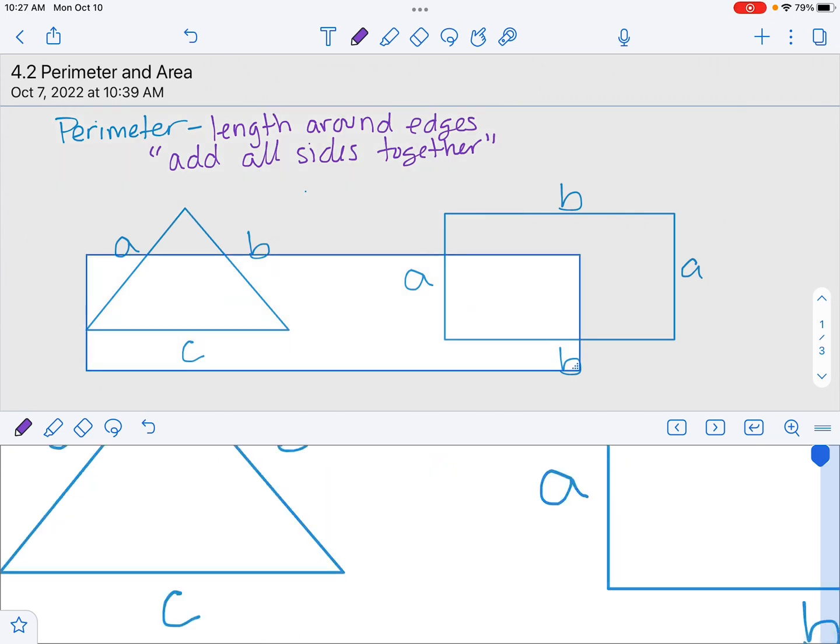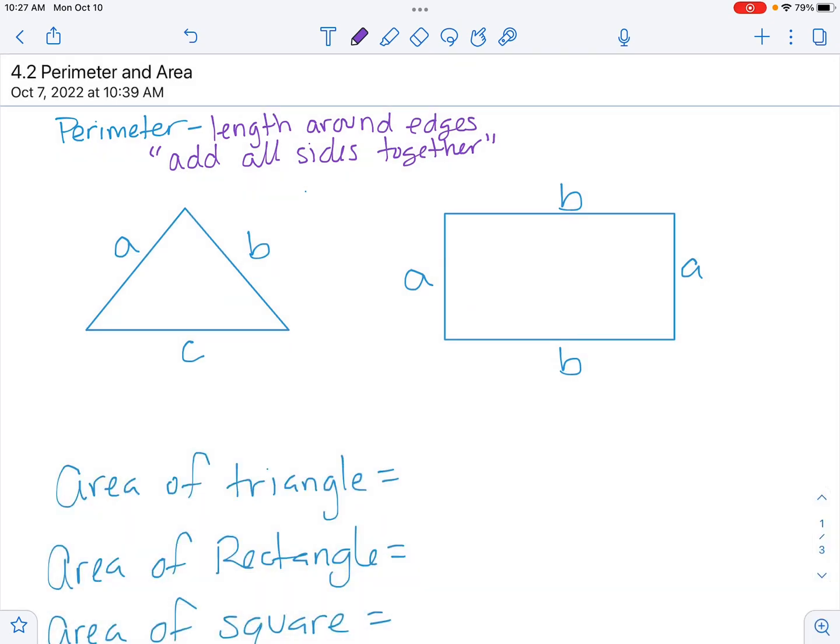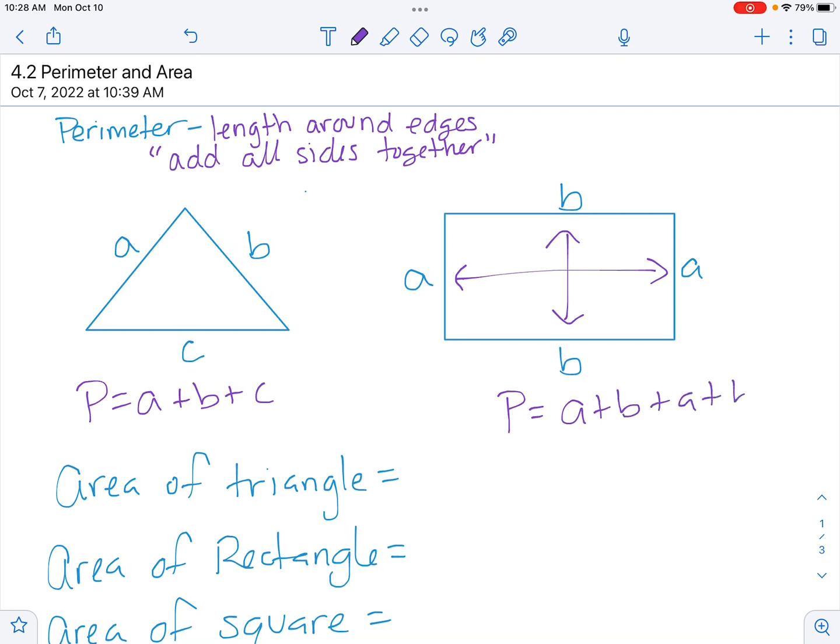Okay, so if we look at a triangle, all the sides are different, or some of them could be the same. So the perimeter would equal the sides all added together. Now, if we look at a rectangle, notice how the opposite sides are the same. The widths are the same, the lengths are the same. So if I added these together, I could combine my like terms. A plus A is 2A. B plus B is 2B. So you could do that. You'll get the same answer either way.